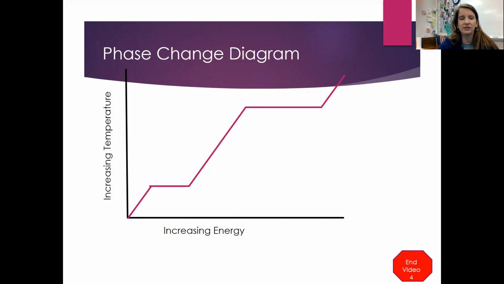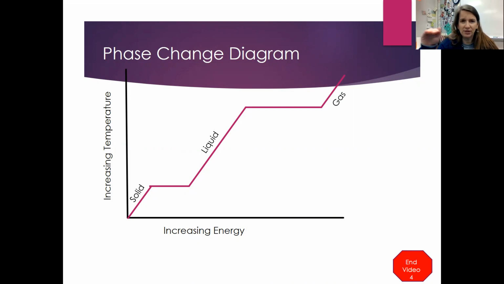Now, looking at this phase change diagram, those diagonal lines represent the different phases. So which phase has the lowest amount of energy at the lowest possible temperature? Well, that's going to be your solids. The next diagonal is going to represent your liquids. And then which phase has the highest amount of energy at the highest possible temperature? That's going to be your gas.